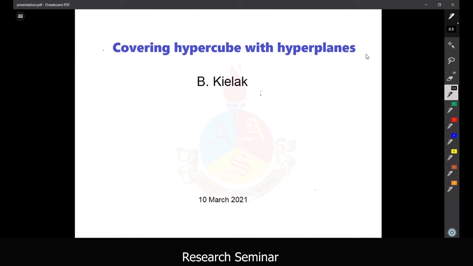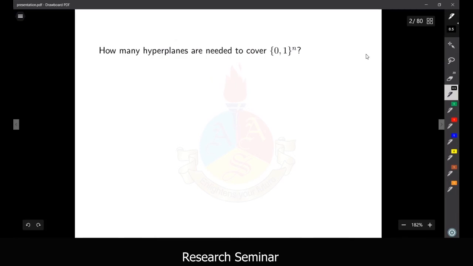So we'll be speaking about covering a hypercube with hyperplanes. The first question we could ask is, how many hyperplanes are needed to cover a hypercube? If we ask it this way, the answer is very simple because we just need two hyperplanes. For instance, the first coordinate is equal to 0 and the first coordinate is equal to 1.